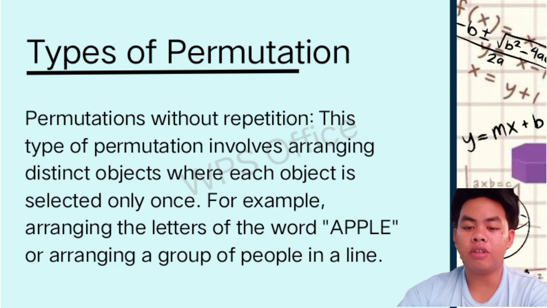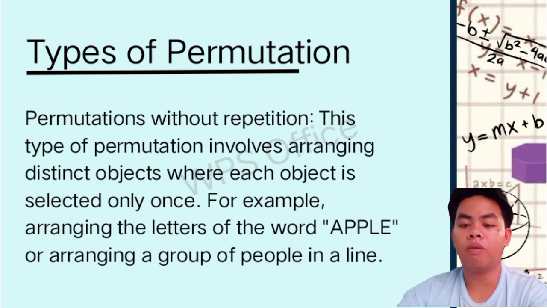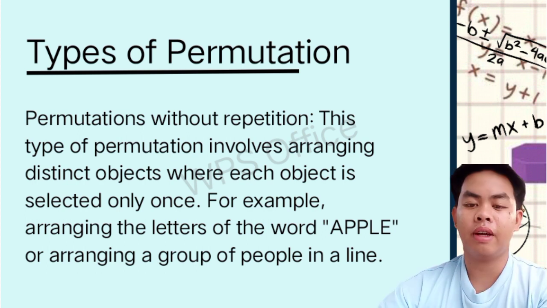Types of permutation: without repetition. This type of permutation involves arranging distinct objects where each object is selected only once. For example, arranging the letters of the word apple or arranging a group of people in a line.